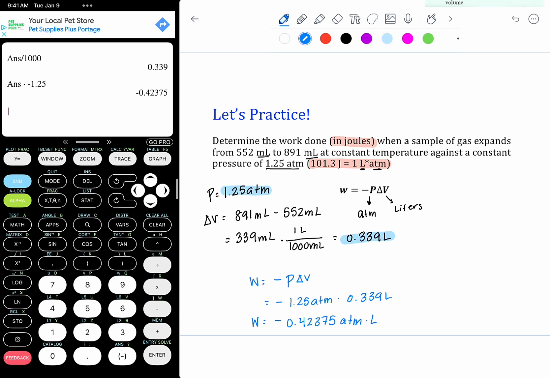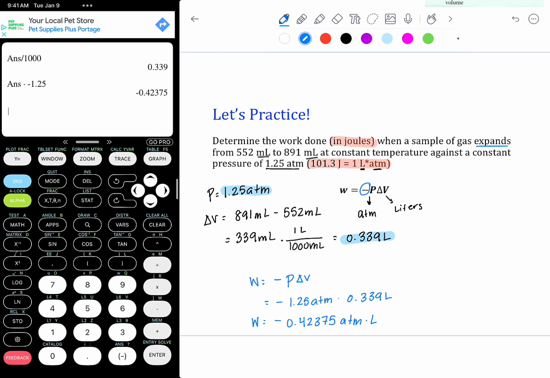Now it's very important when you're calculating delta V to make sure you are getting the final and the initial correct, because that's what's going to determine our sign for W. The work equation already has a negative sign on it, but if we were instead not expanding but decreasing our volume, this value would then also be negative, which would change the sign of the work. So you need to make sure that you are doing your final minus your initial when doing your delta V, because that's what's determining the sign of your work. From this, we know that our work is negative, and it's currently in units of atm times liters.